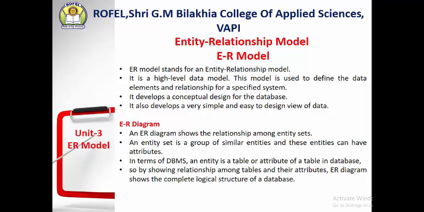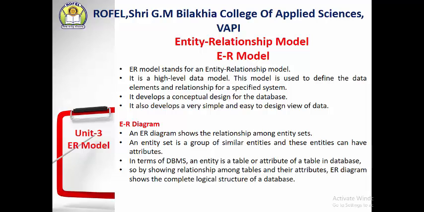Different entities are tables, and an entity is a group of similar entities and this entity can have some different attributes. Entity is a kind of table and the attribute is a field of that table. Simple examples of entities are student, employee, product. The attributes of entity employee are employee number, employee name, designation, like that.